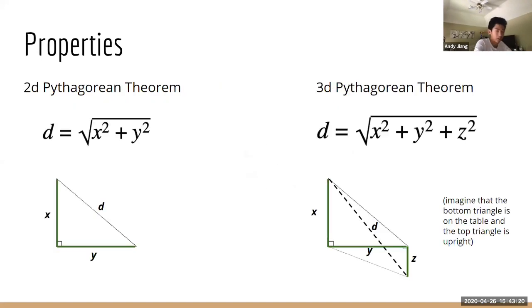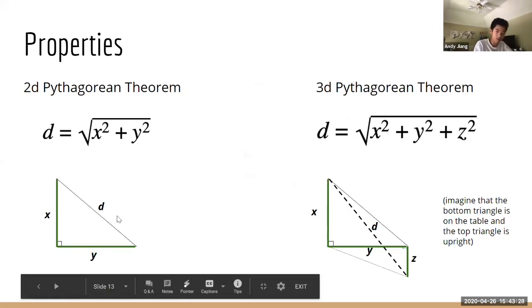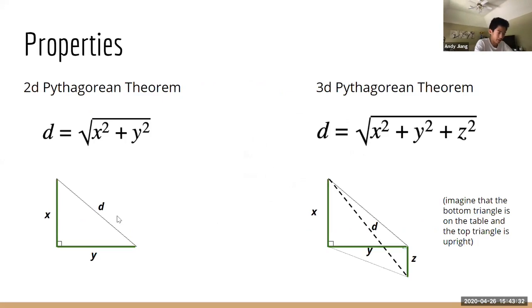And the most useful formula is, of course, the Pythagorean theorem. For the 2D one, we have x squared plus y squared is d squared, or a squared plus b squared is c squared. We should know that. And the 3D one is basically the same thing, but in 3 dimensions. So with an x, y, and z all going in different planes.